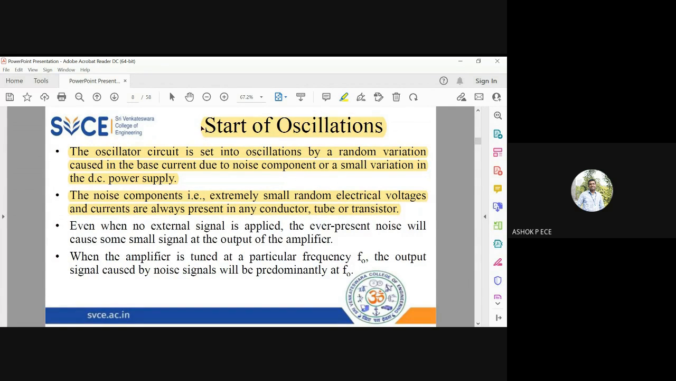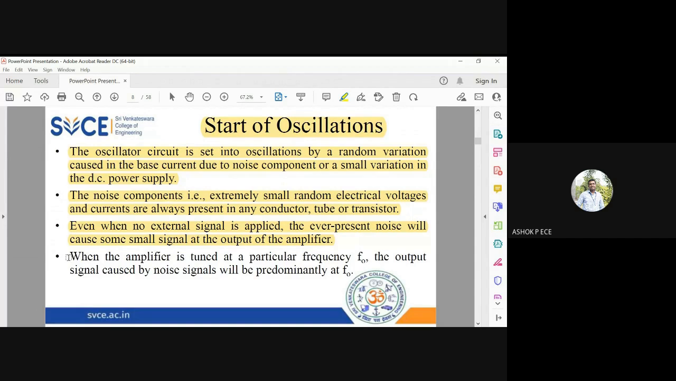When the DC power supply is switched on, these noises enter the base and come out of the collector. No external signal is applied. These noises will act as input to the amplifier, so the output of the amplifier will be the amplified version of noise. And that output is again taken and fed back to the input, in the base.